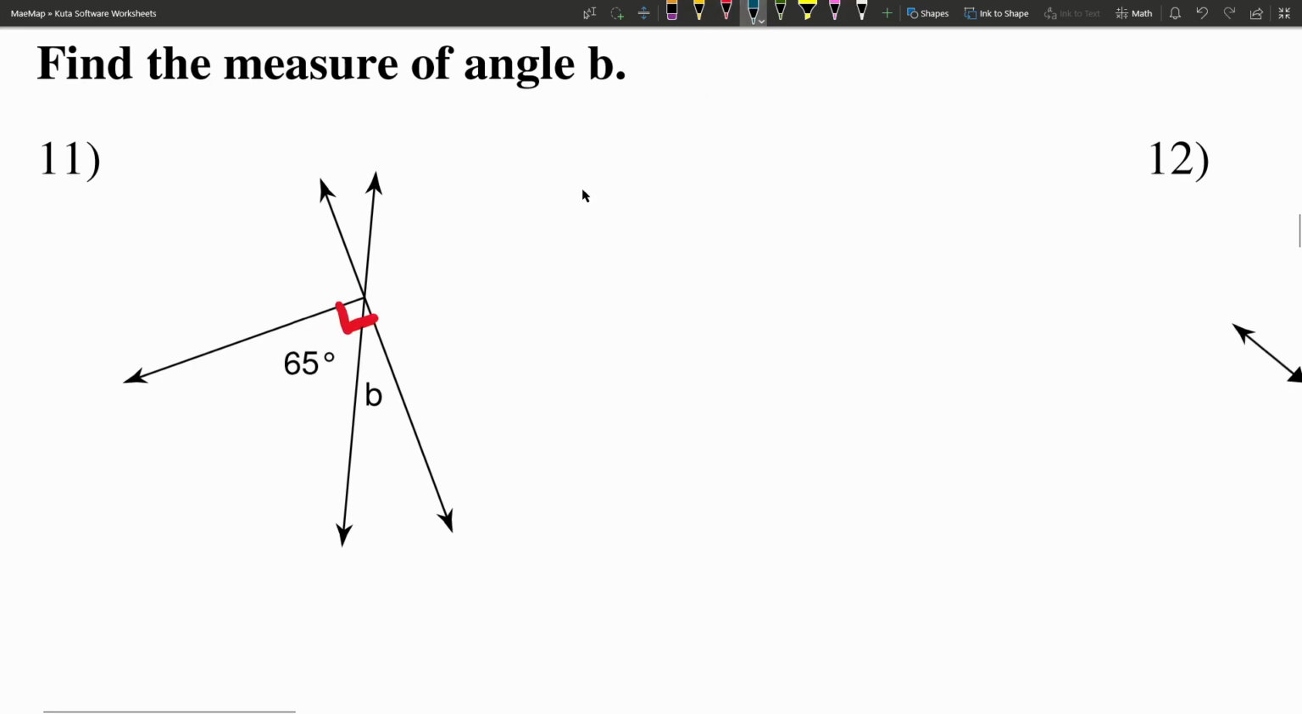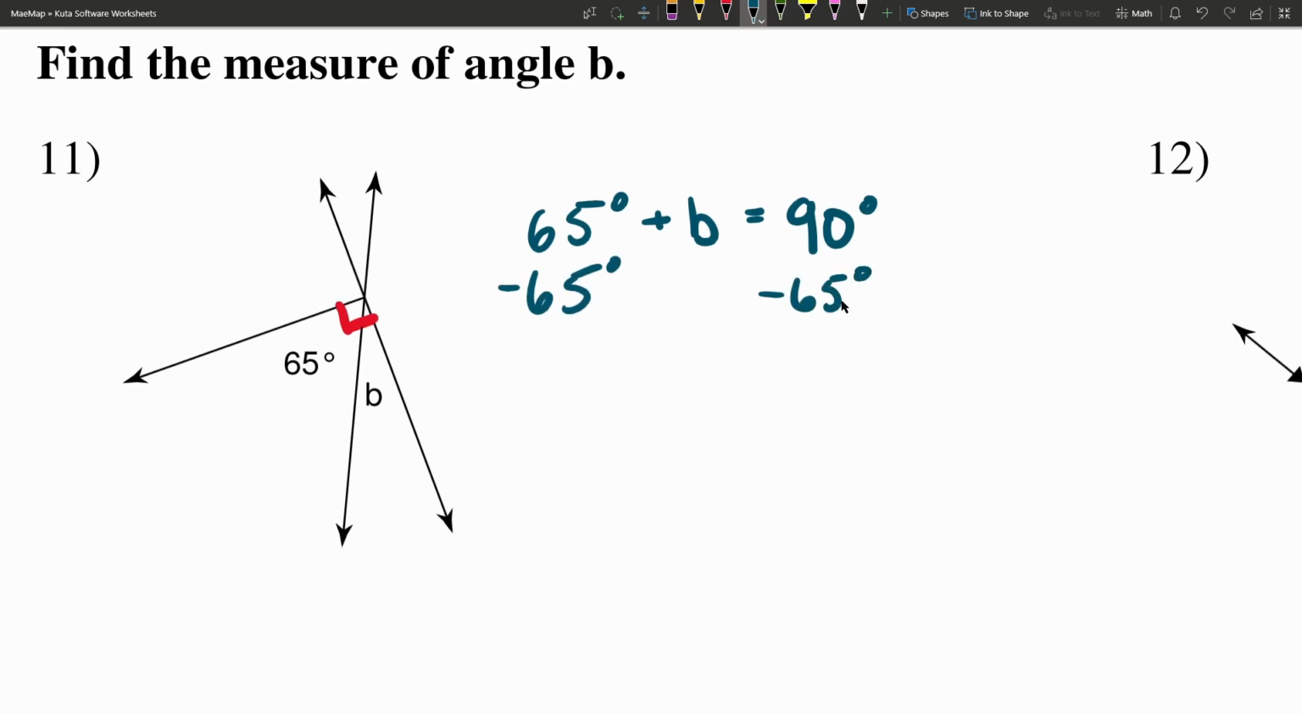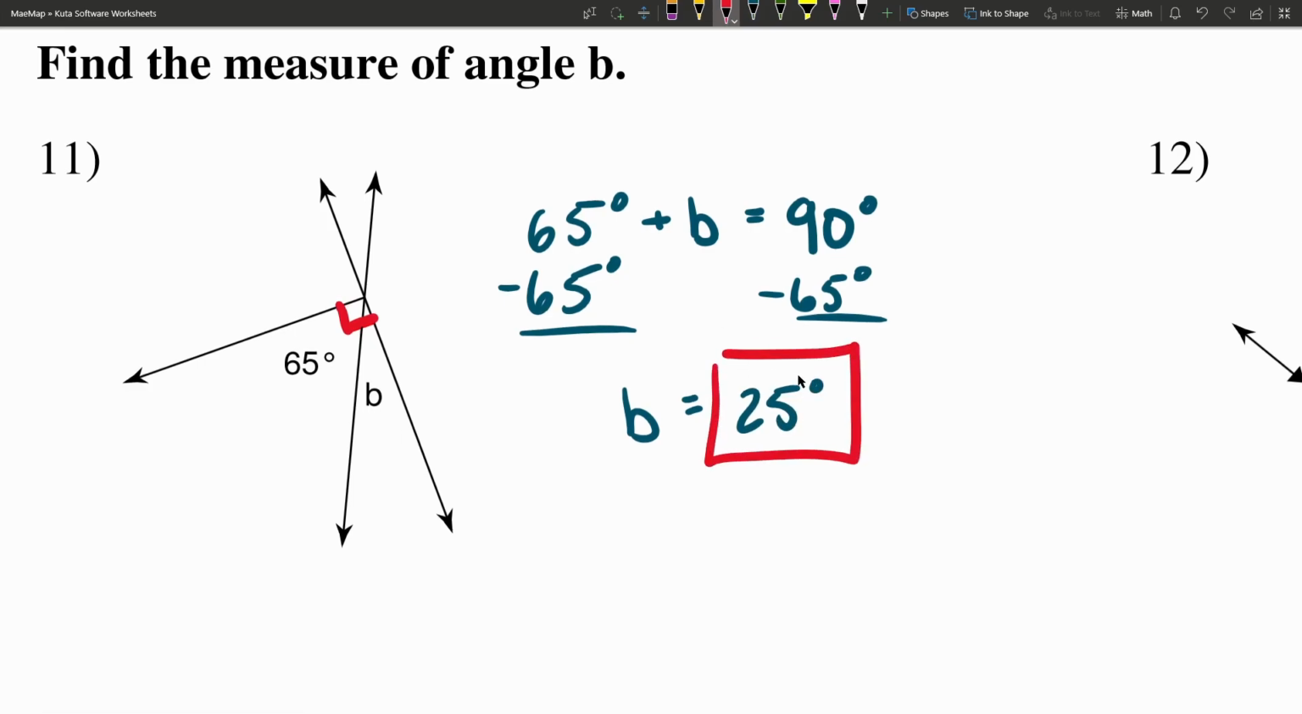So because they're complementary, in other words, they sum up to 90 degrees, we know that 65 degrees plus our angle B is going to be equal to 90 degrees. So in order to solve for B, all we have to do is subtract 65 degrees from 90. Subtract the measurement we already know to get our measurement for angle B. So subtracting 65 degrees from 90 degrees, what are we going to get? We're going to get that B is equal to 25 degrees. So angle B is 25 degrees for number 11. Let's move on to number 12.